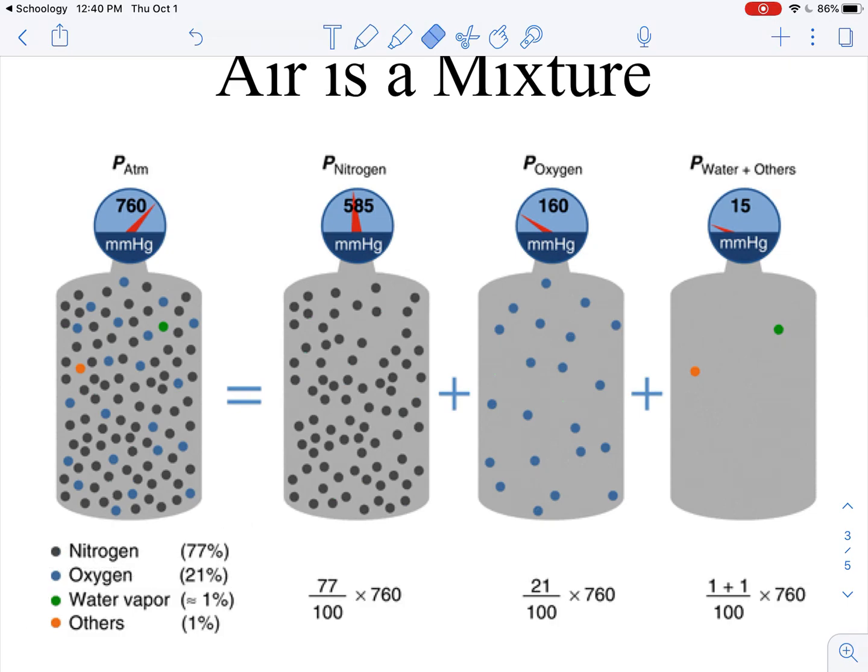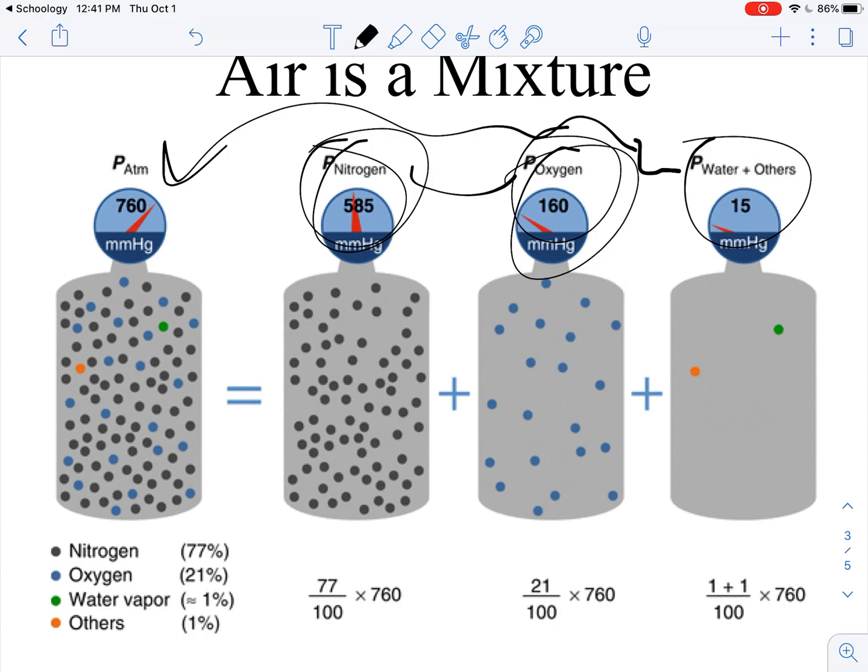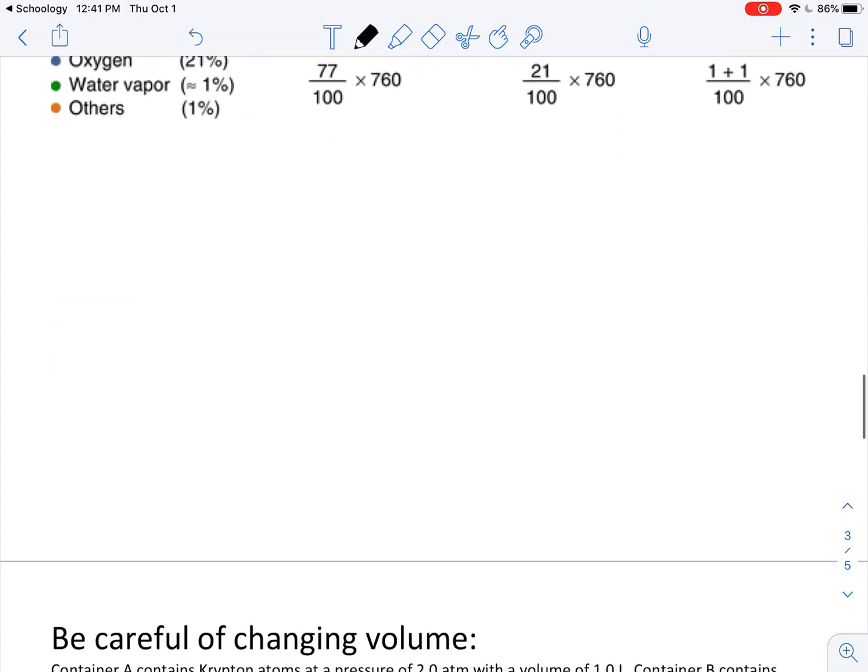About 98% of everything that you breathe is nitrogen and oxygen, 77% of which is the nitrogen. So please note that the individual pressures of each of these guys add up to be the total pressure here of a normal atmospheric pressure of 760. It's just that each of these gases is exhibiting a different proportion of those gases. All right. We'll talk more about air being a mixture in one of the labs later on.